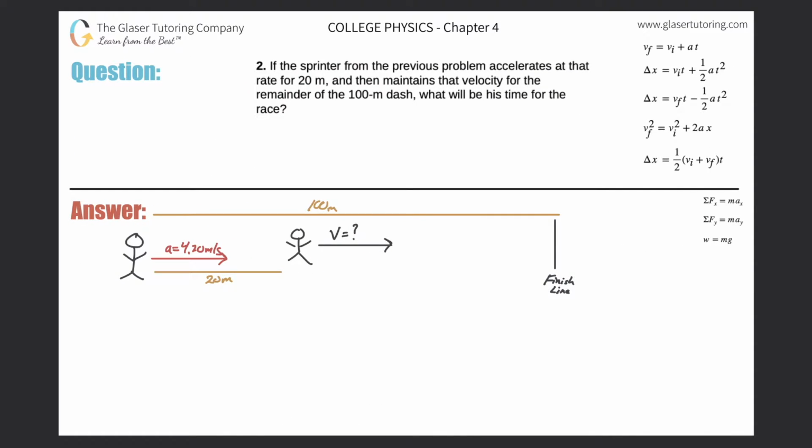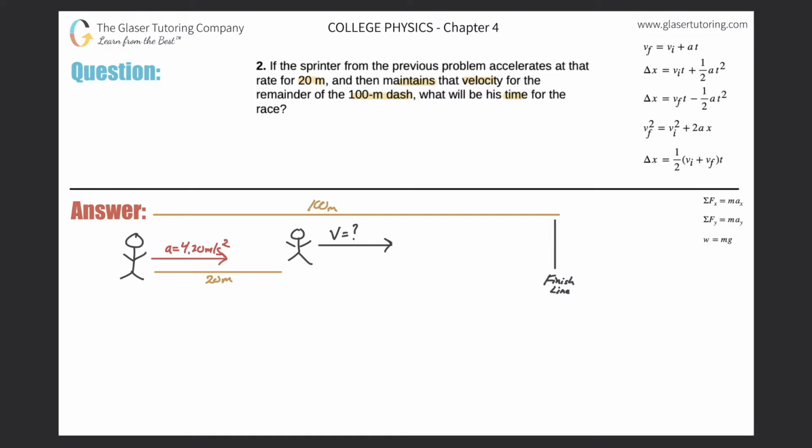Number 2, if the sprinter from the previous problem accelerates at that rate for 20 meters and then maintains that velocity for the remainder of the 100-meter dash, what will be his time for the race? All right, so to recall the last problem, number 1, the sprinter had an acceleration of 4.2 meters per second. And remember, that's squared. Let's not forget that. And he's going to accelerate at that rate for 20 meters.